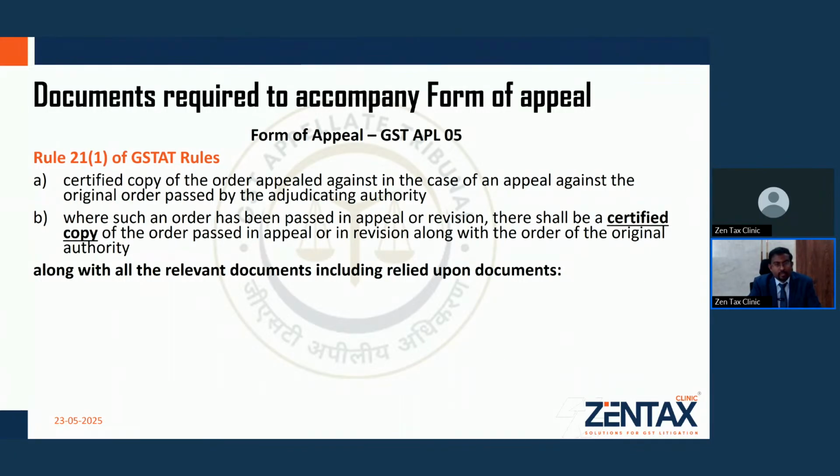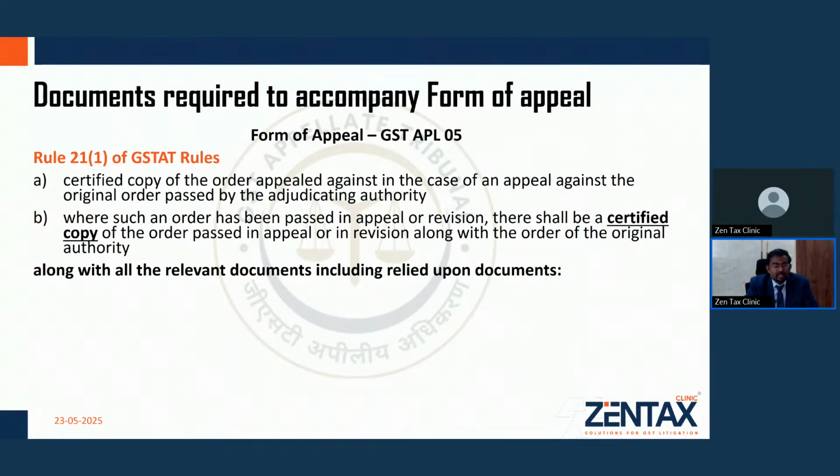So when you are going against the order of the first appellate authority, you need to give the order of the appellate authority and also the original adjudication order. Both need to be given along with all the relevant documents, including the relied upon documents. All the relevant documents means, if there was an appeal filed before the first appellate authority, then such a copy of the appeal form, the order by the adjudicating authority, the reply to the show cause notice, and the show cause notice copy. If there was a pre-show cause notice, then such documents, all documents relating to the entire case.